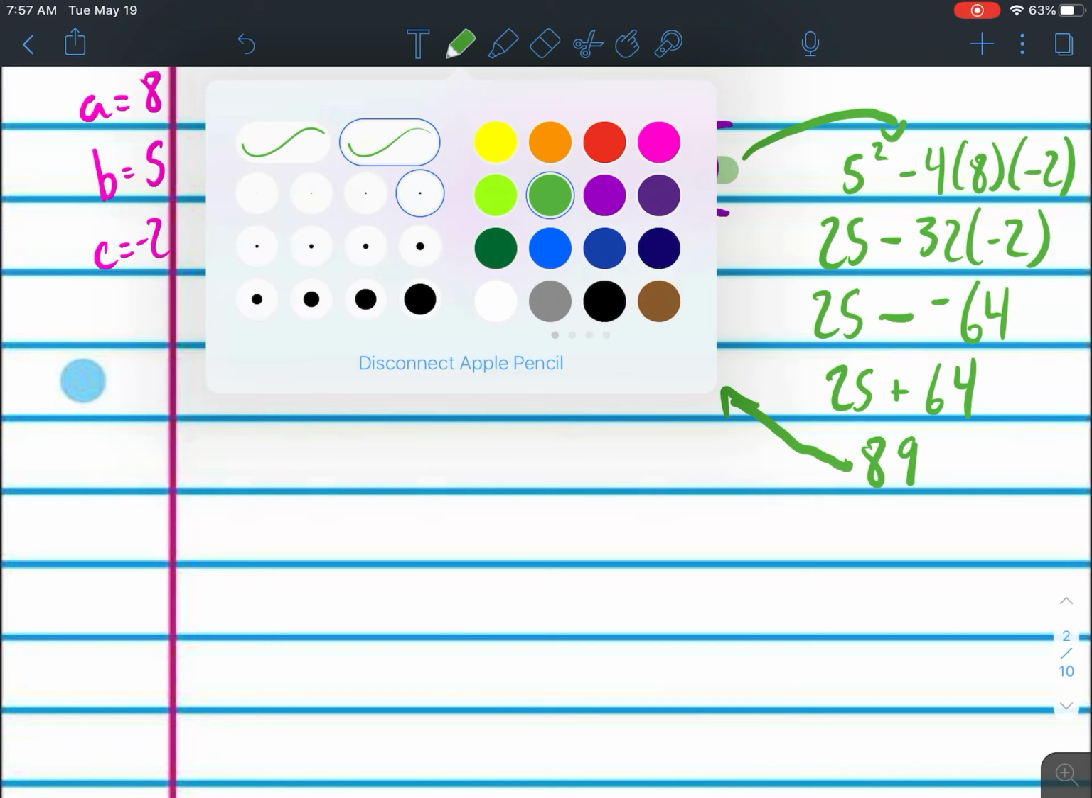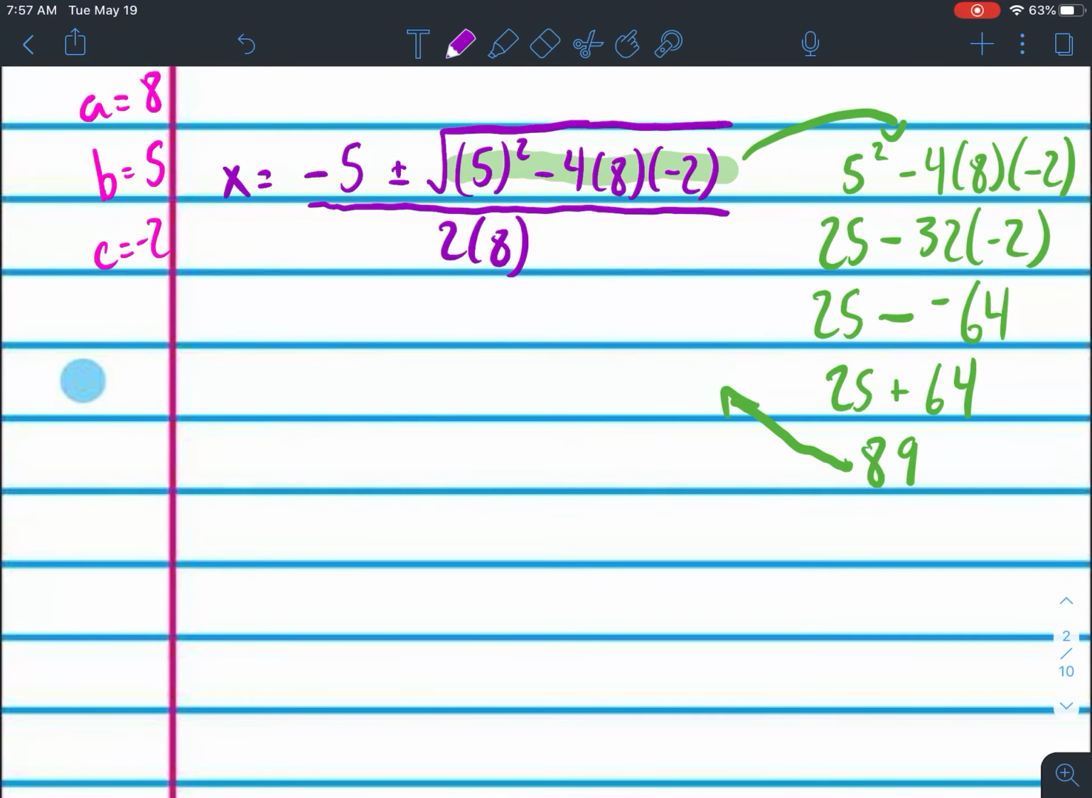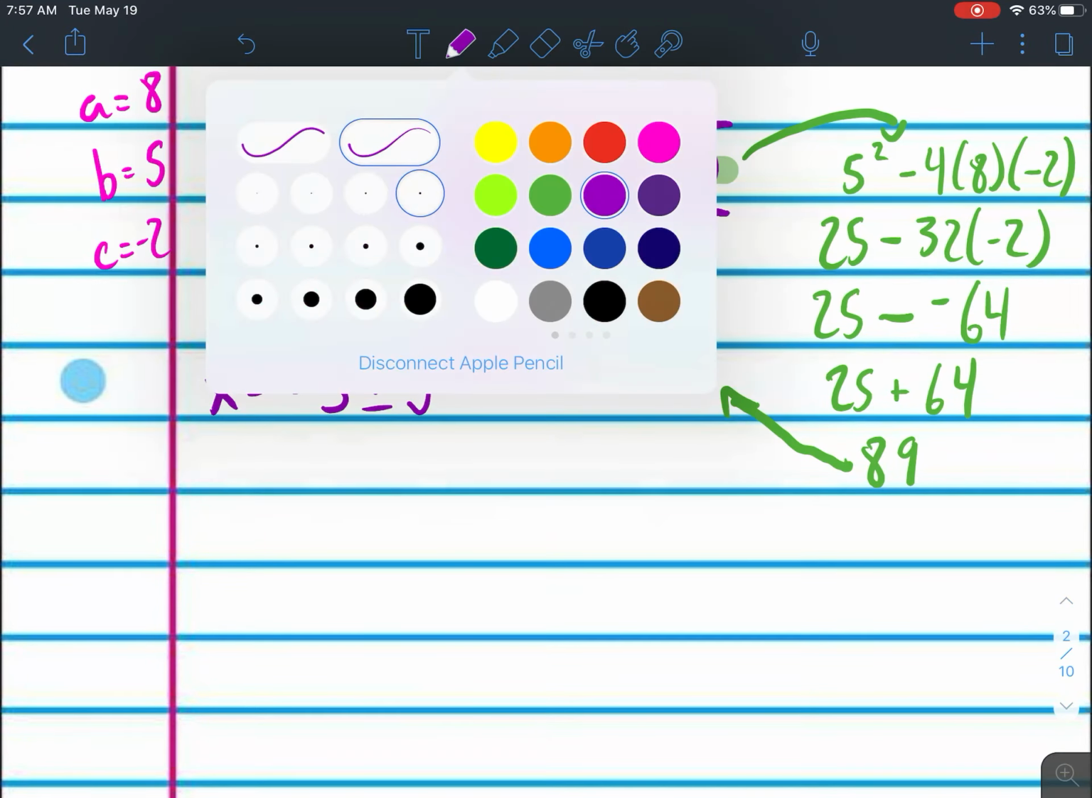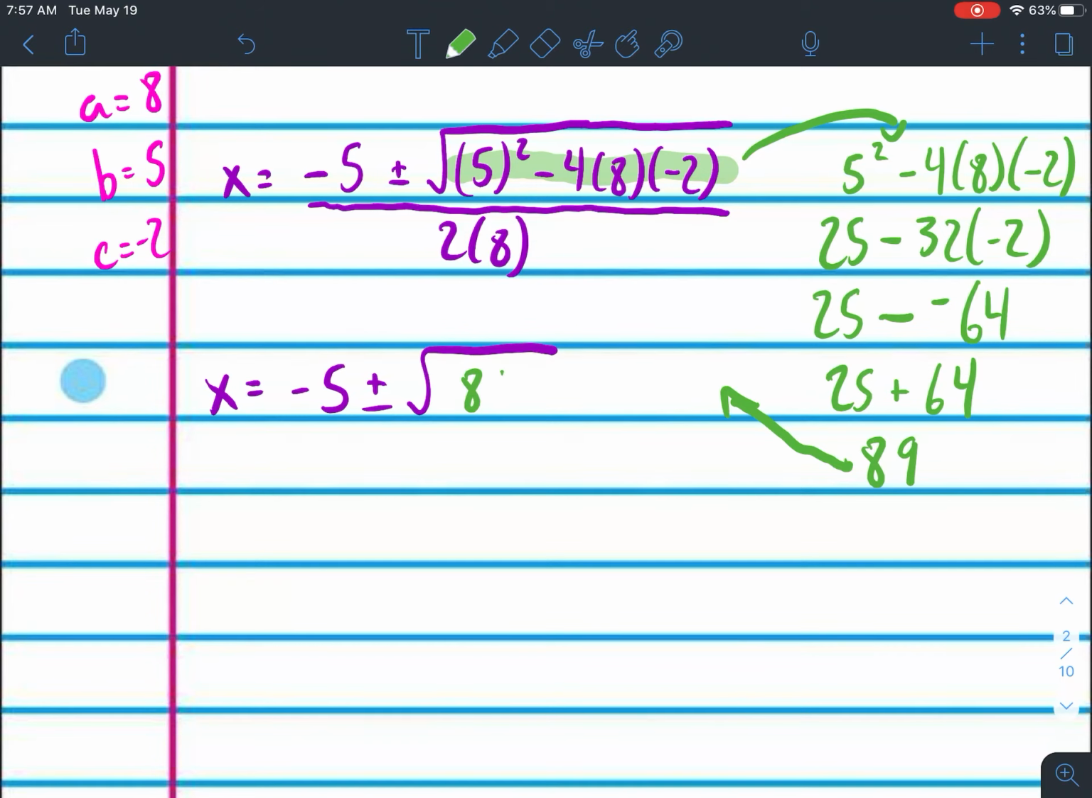So now we have, I'll use the colors for this, x is equal to negative 5 plus or minus the square root. We already did the discriminant. It's positive 89. Okay, so now we know that. All over 2a. 2 times 8.